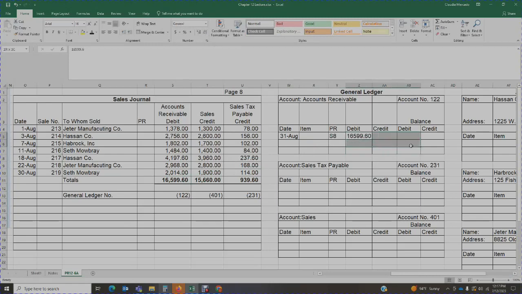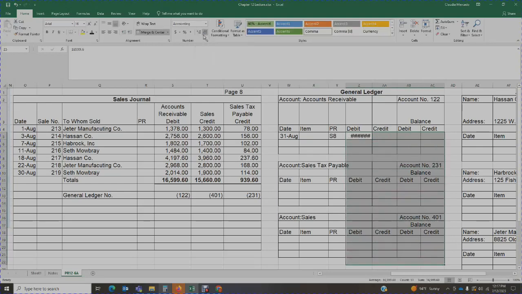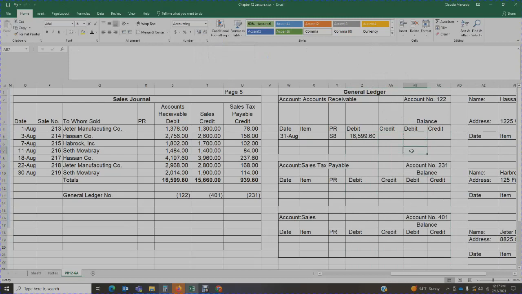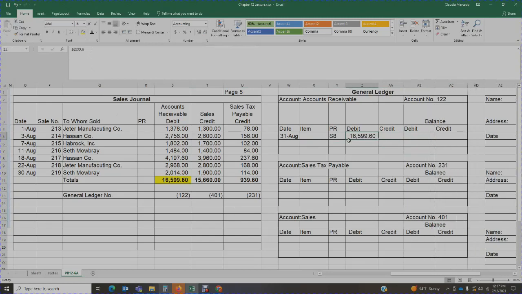So I'm going to go ahead and make this a little bit wider. There we go. Okay, so I'm just copying that number over here, and my balance is going to be a debit balance because I posted a debit transaction. I'm going to put it over here, $16,599.60. Okay, so I've recorded that entry, and then I'm going to go to my sales.